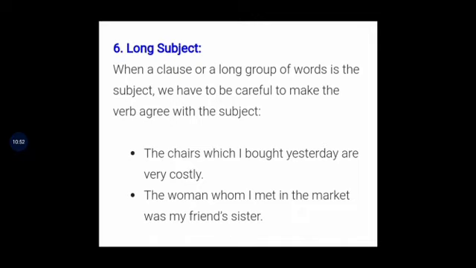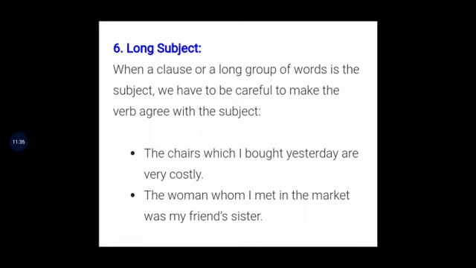So here the chairs is what? The subject, which I bought. So here it is a clause. The chairs which I bought is the clause. So here the chairs and I are subjects. The chairs is the first subject and I is the next subject. So as per the main subject, we need to take the verb. I bought yesterday are very costly. So here the chairs which I bought yesterday. We need to take the plural form of the verb, are very costly.